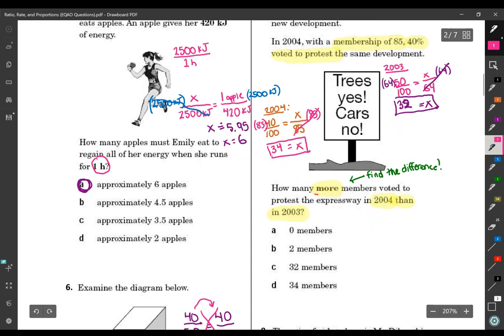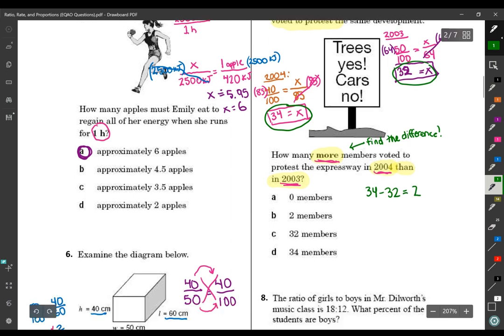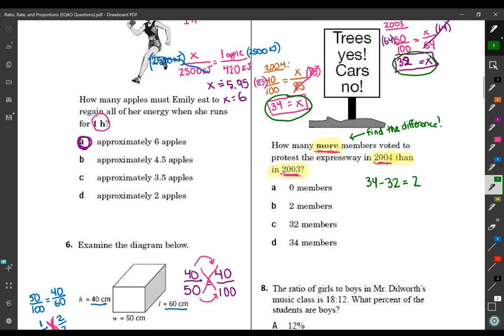So the question is, how many more members voted in 2004 than in 2003? If we look at these two numbers, 34 minus 32 is equal to 2. So in 2004, 2 more members voted than in 2003.